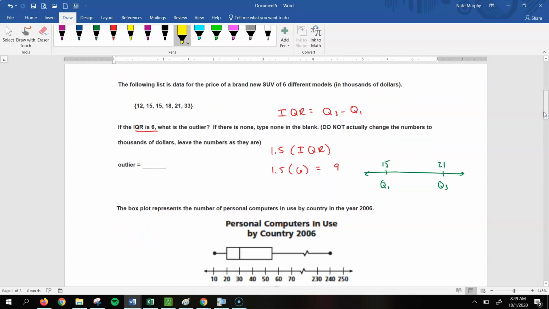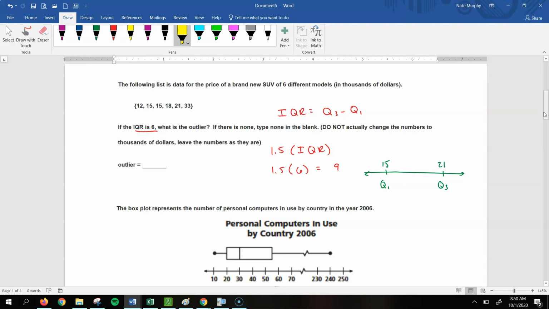All right, so let's look at this one. This one deals with the same situation, the same scenario. It says if the IQR is 6, what is the outlier? If there is none, type none in the blank. Do not actually change the numbers to thousands of dollars. Leave the answer numbers as they are. Okay, so we're trying to figure out if there's an outlier here, knowing that the IQR is 6.